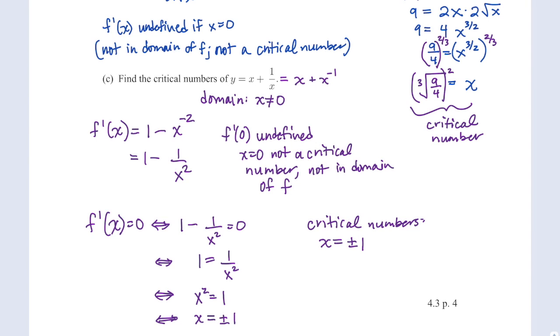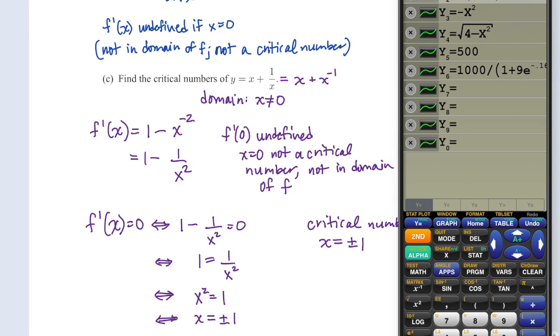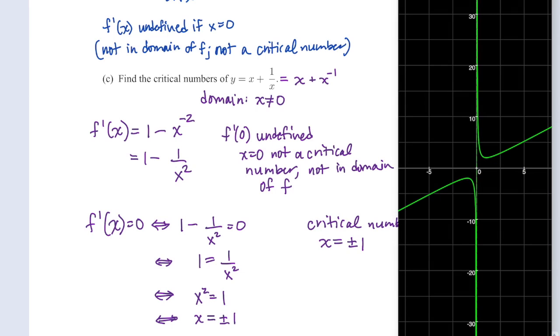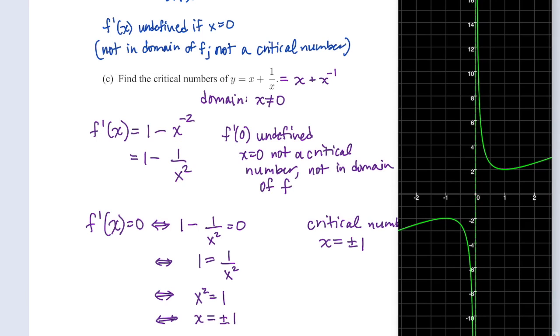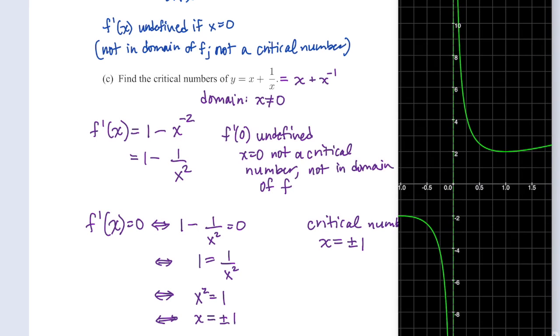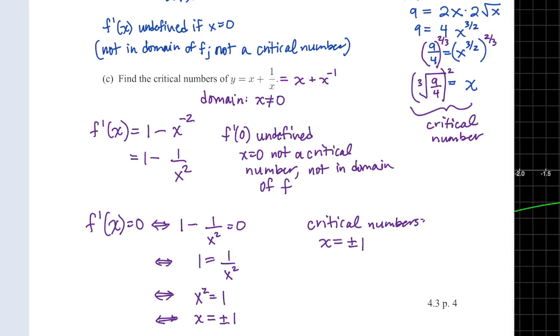And again, let's just take a quick look at this graph and see. I'll do that in my graphing calculator. Okay, so we had x plus 1 over x. And we can see that it looks believable that we've got critical numbers at 1 and negative 1, where we get these low points on each of the branches. Well, a low point on one branch and a high point on the other. But we can see at each of those places that it looks like the derivative is 0. So it looks like our work was probably accurate.